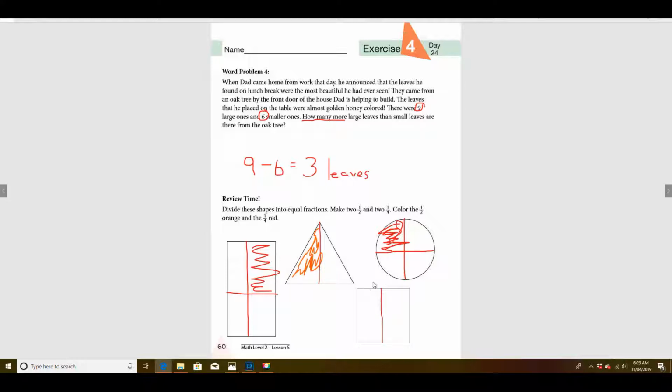You can color better than that. I can't color very good using a mouse. Color it orange. It should look kind of like that.